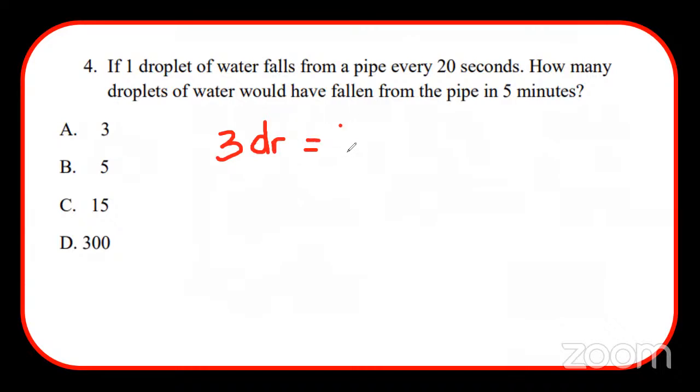So we know how many droplets of water we have in 1 minute. If we know that, we can always calculate how many there are in 5 minutes. And that would be 3 droplets times 5, which is the 5 minutes that we're trying to figure out how many droplets have fallen from the pipe in that time, would give us 15. 3 times 5 is 15 droplets.